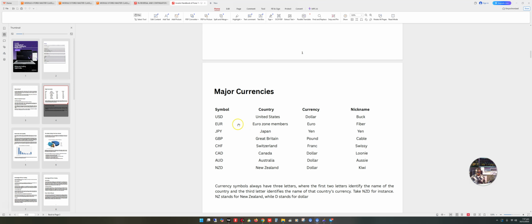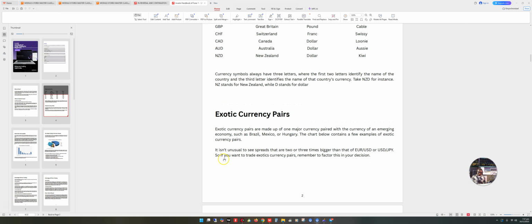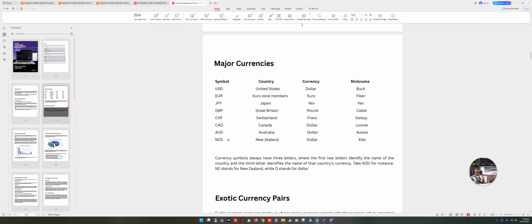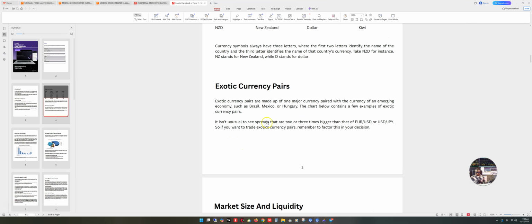So these are the major currencies. You have the dollar, the euro, the Japanese yen, the Great Britain pound, Swiss franc, Canadian dollar, Australian dollar, New Zealand dollar. These are the major currencies that you have. The pairing of these major currencies against the dollar is what we refer to as the majors. Then the crossing between other major currencies is what we refer to as the minors. Then we have the exotic pairs, which are just an emerging economy against an already established economy.